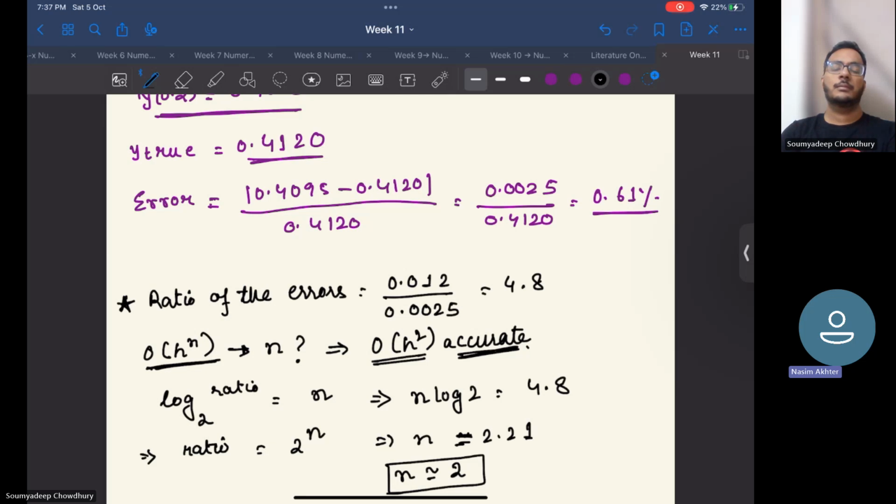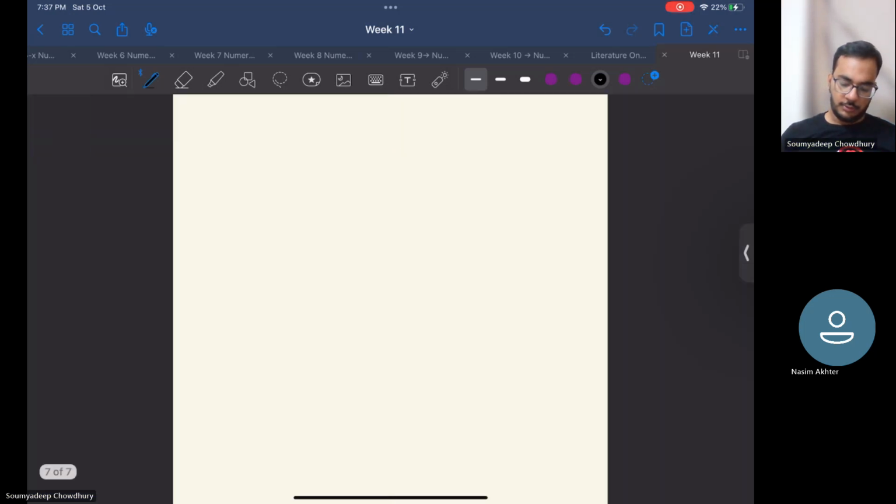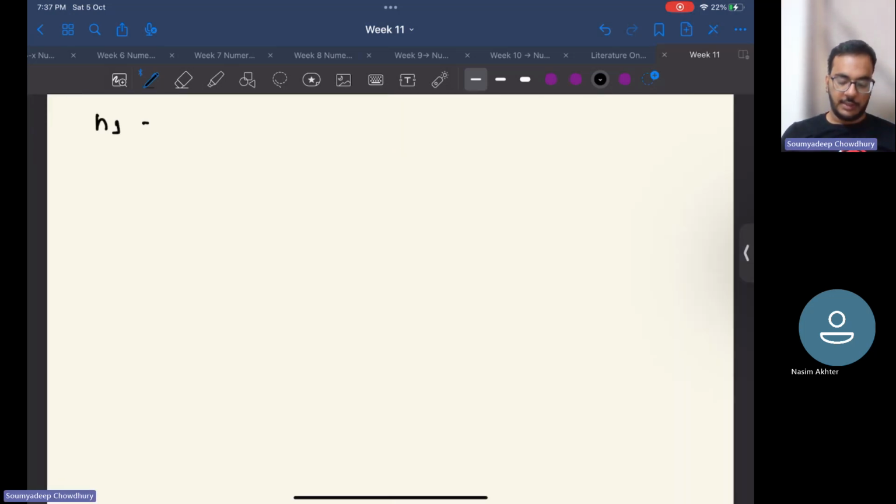Could you explain it once again, like how did you calculate the ratio of errors? So the thing is, we found out the error for two different step sizes, error one and error two. Okay, I'll just write it here. First we had taken step size to be 0.2. We found out our error, and then we took h2 equals to 0.1.